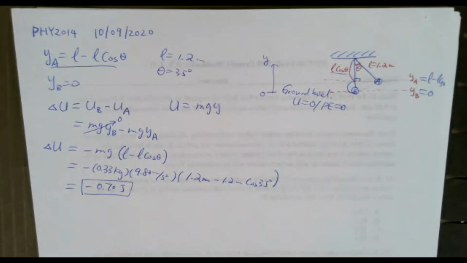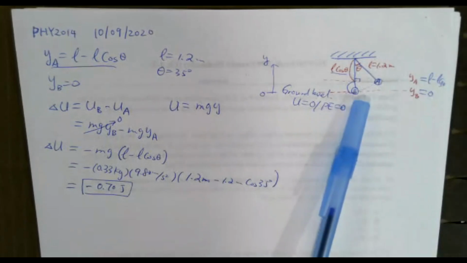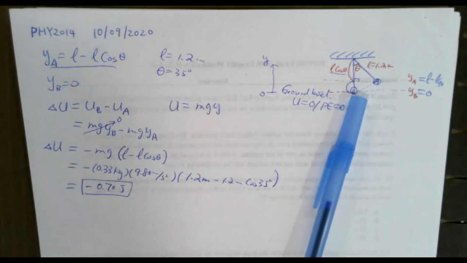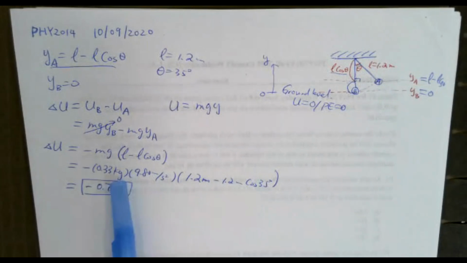The sign should be negative because your final is at a lower point than your initial. So the final should have a lower potential energy than the initial. So the change should be negative.